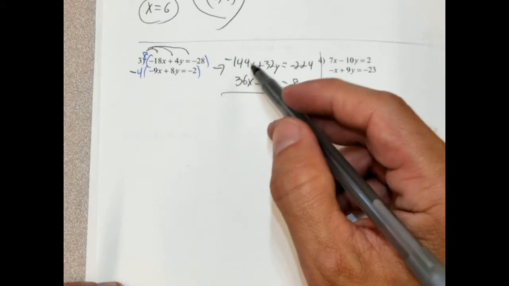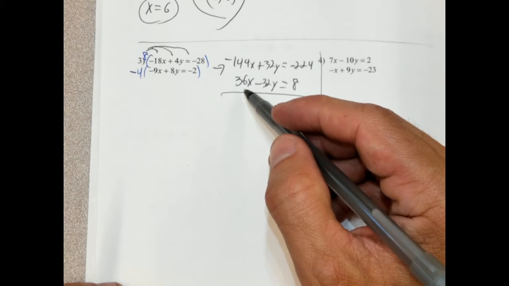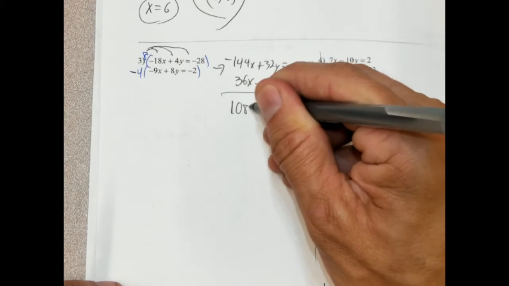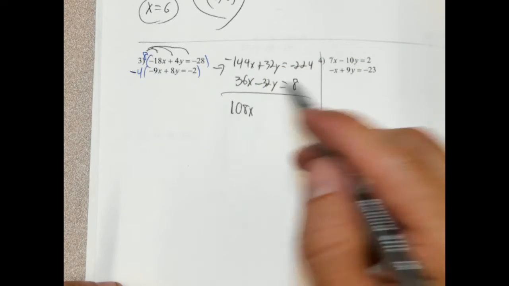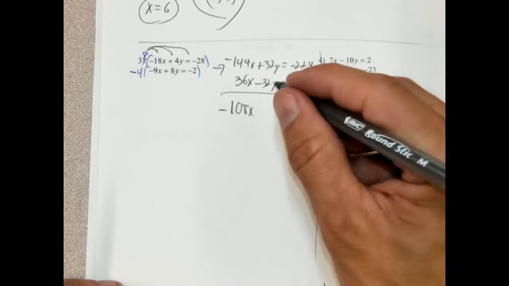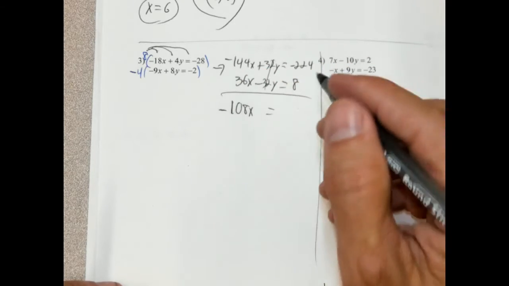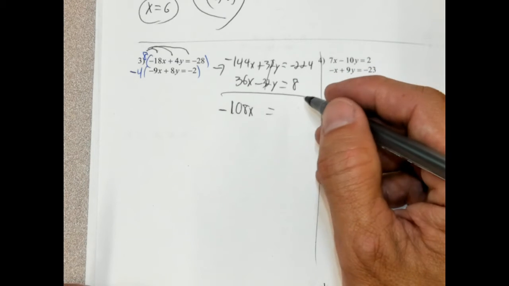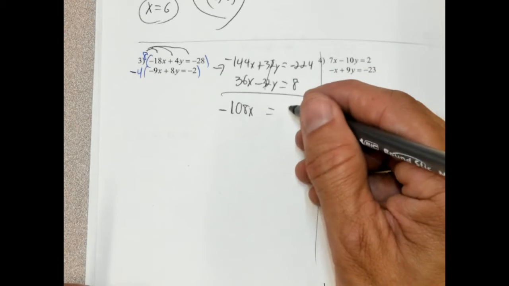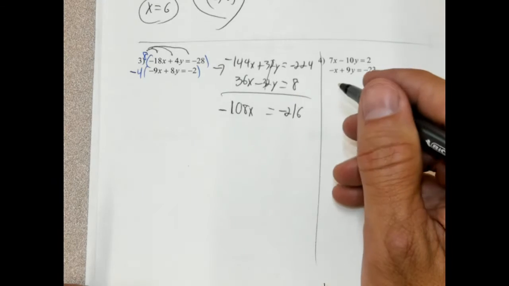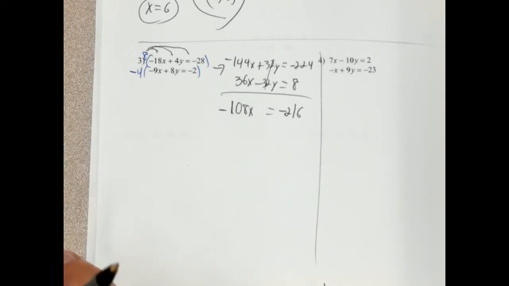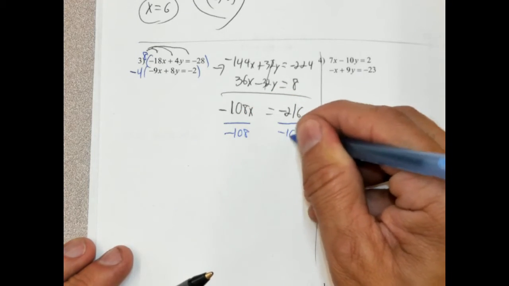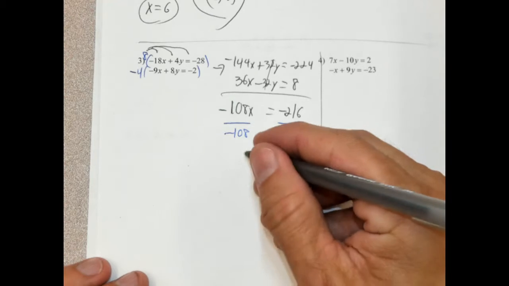Okay. So now negative 144x plus 36x should be negative 108x. Right? Yeah. And then these cancel. And then negative 224 minus 8, plus 8, that'd be negative 216. Yep. And now we divide both sides by our coefficient, which is negative 108, and x should equal positive 2.